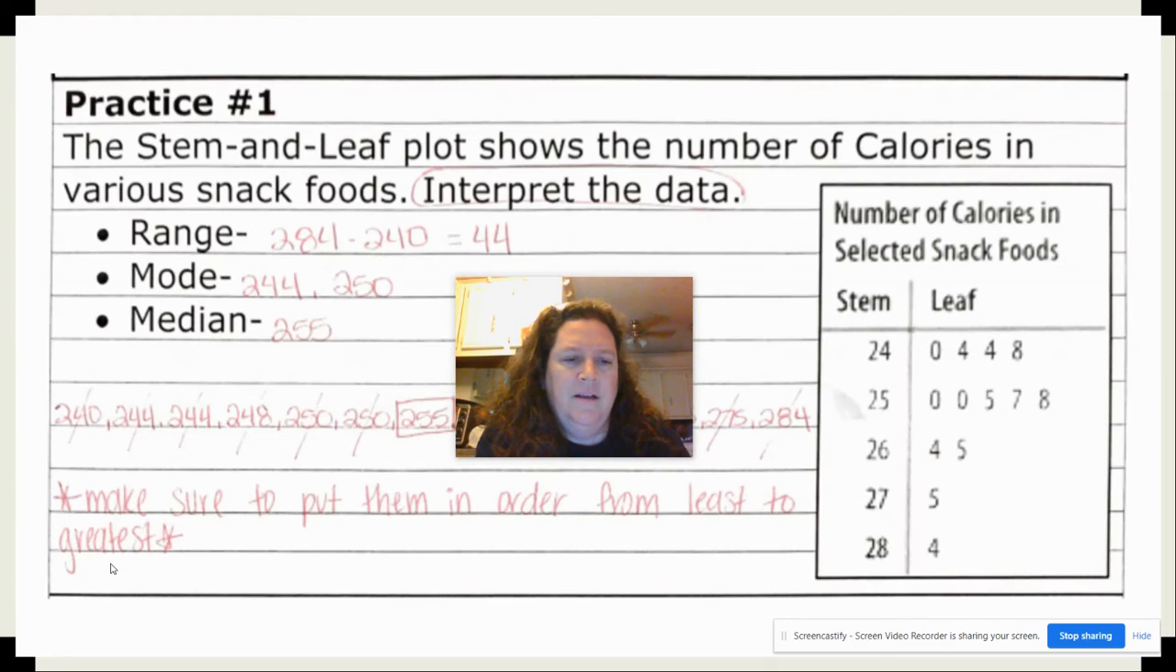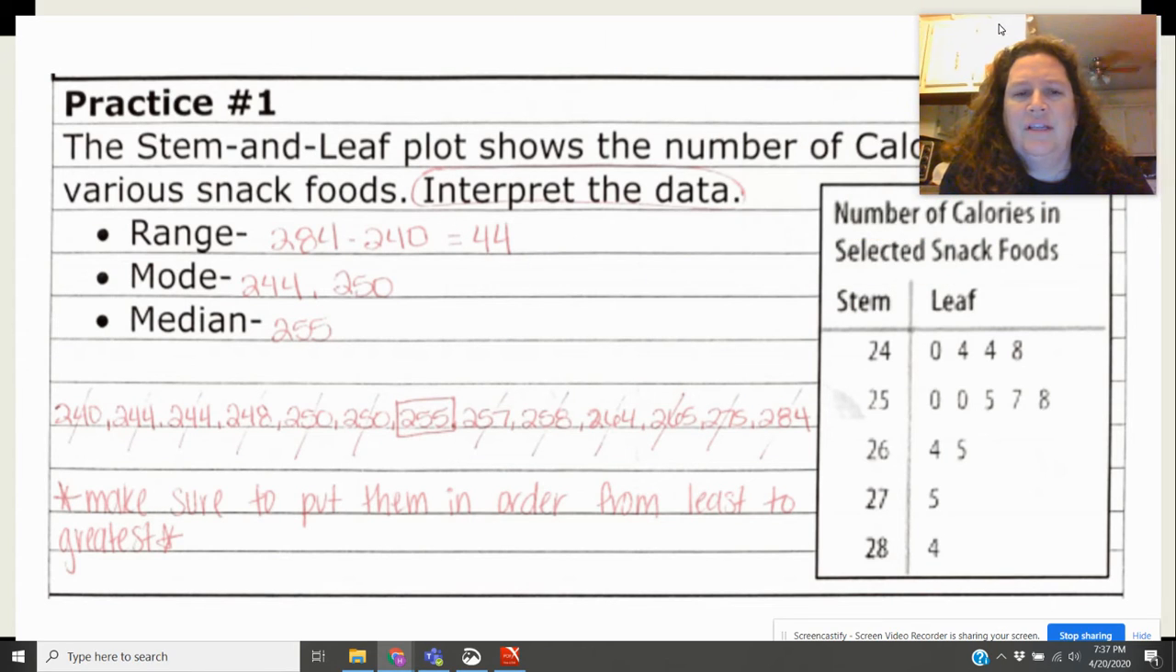Okay. So let's look at how this was worked out. It says interpret the data. It says the range. So we're going to take the biggest calorie count. That's always going to be the last one. 284 calories. So that's where the 284 came from. And then 240 is the smallest one. And so our range is 44.